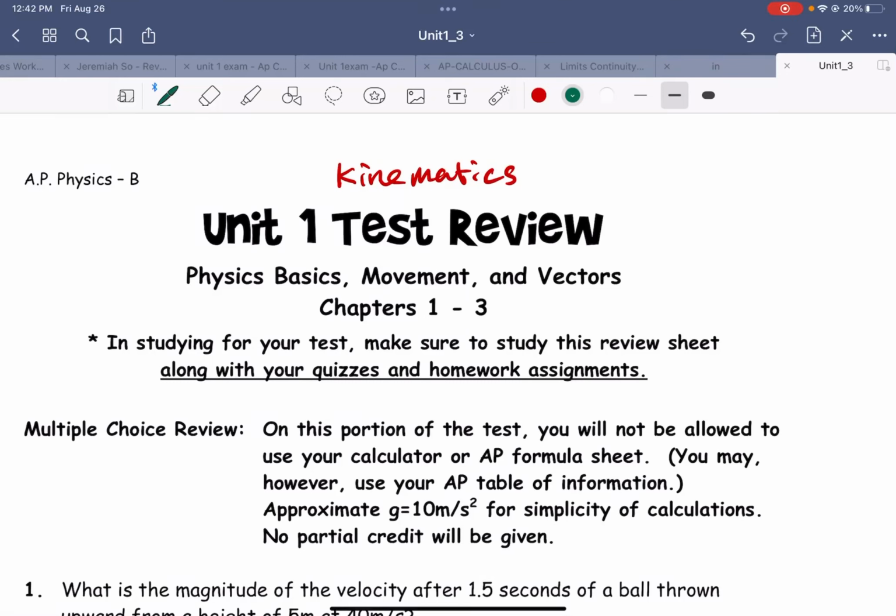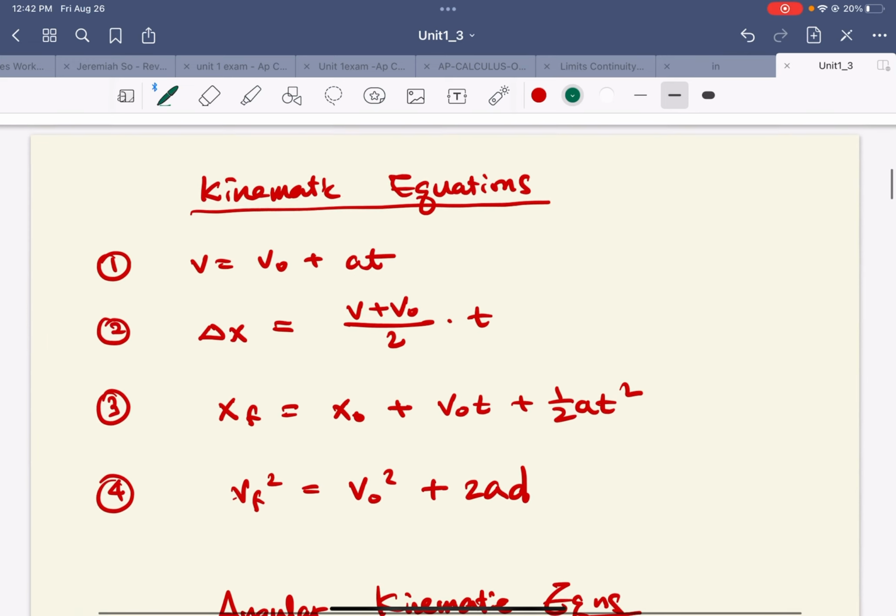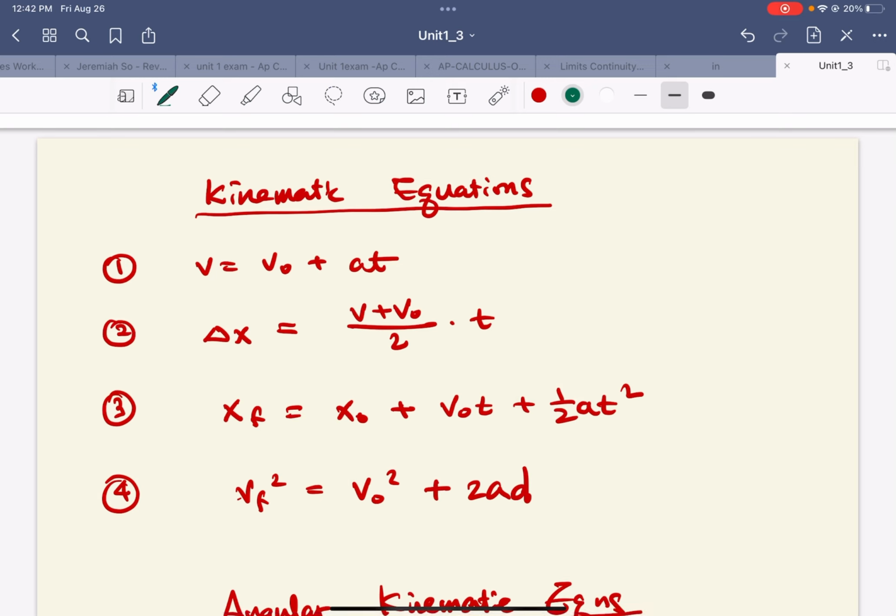Okay, this is a kinematics unit test one. We're gonna talk about the basic physics, AP physics about kinematics. Before we start, I wanna talk about formulas. First one, velocity final is initial velocity plus acceleration times time. Okay, those are four formulas you must know in this unit.